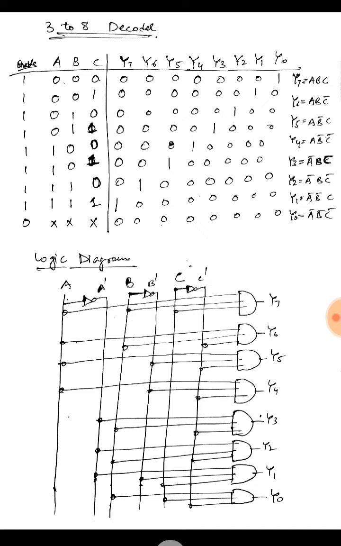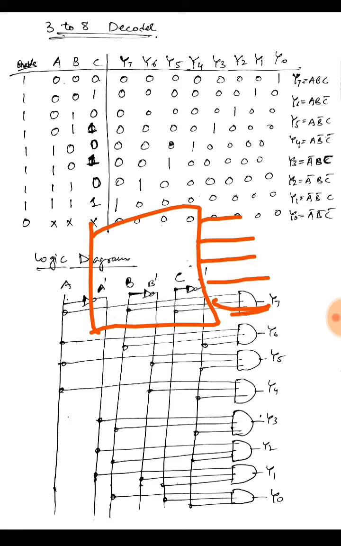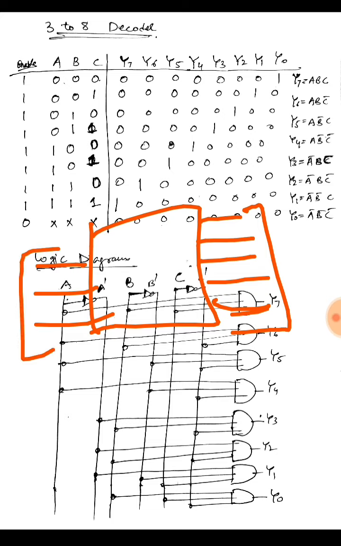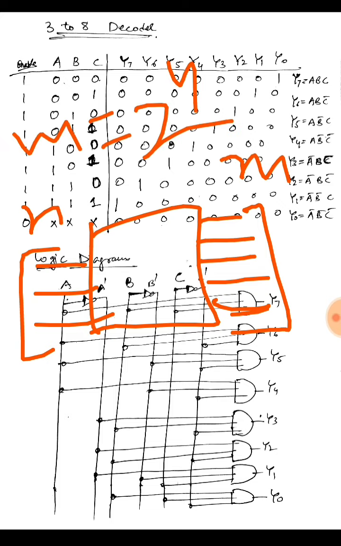Now let's see the 3:8 decoder. In a decoder we would be having n number of inputs and m number of outputs, or we can say if it is a decoder, I would be having more outputs than the number of inputs. It is just the reverse: if these are my inputs n and these are my outputs, then m would be 2 raised to power n.